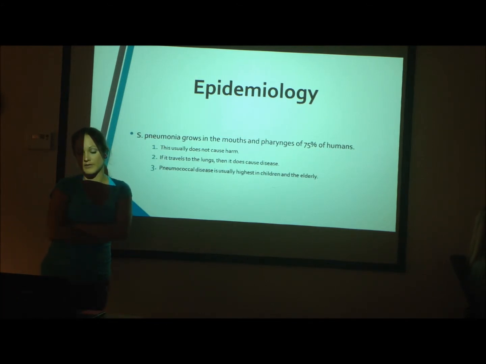Streptococcus pneumonia grows in the mouths and pharynges of 75% of humans. This usually does not cause harm, but if it travels to the lungs, then it usually does cause disease. Pneumococcal disease is usually highest in children and the elderly.